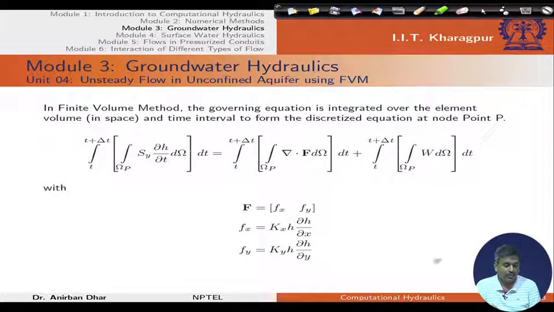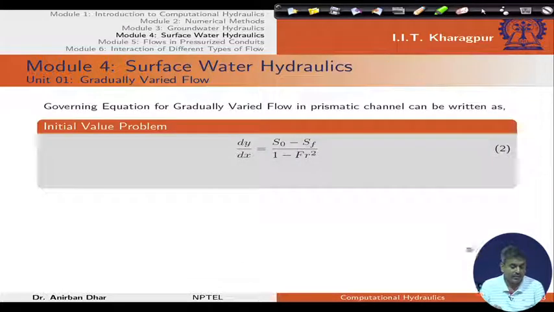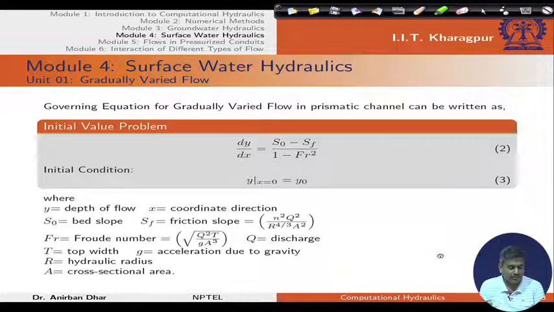In unit number 4 we also discussed unsteady unconfined flow, and module 4 onwards we started surface water hydraulics. We started with gradually varied flow, which is an initial value problem, a first order ordinary differential equation with initial condition, and these are the quantities: flow depth, x coordinate, bed slope, friction slope, Froude number, discharge, top width, acceleration due to gravity, hydraulic radius, cross sectional area.